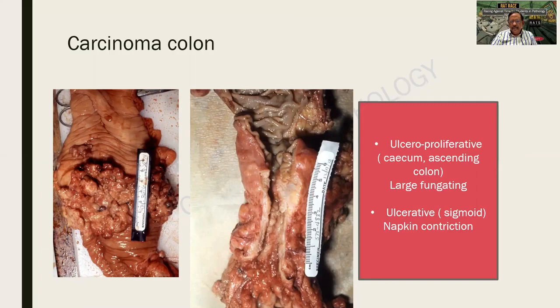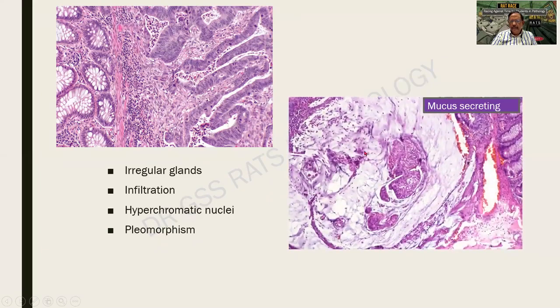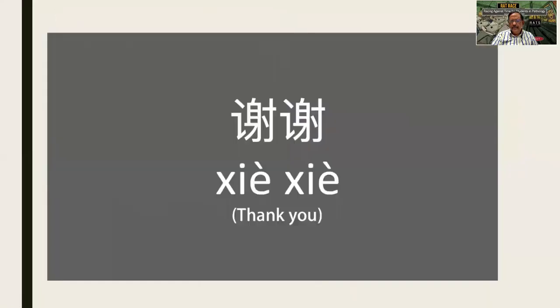So these are the ulcers of the intestine. And microscopically, I will be finding irregular glands with pseudostratification and pleomorphism. Or it can be islands of cells in a sea of mucin, a mucin secreting adenocarcinoma. These are the two variants in a colonic carcinoma. We have already dealt with it.